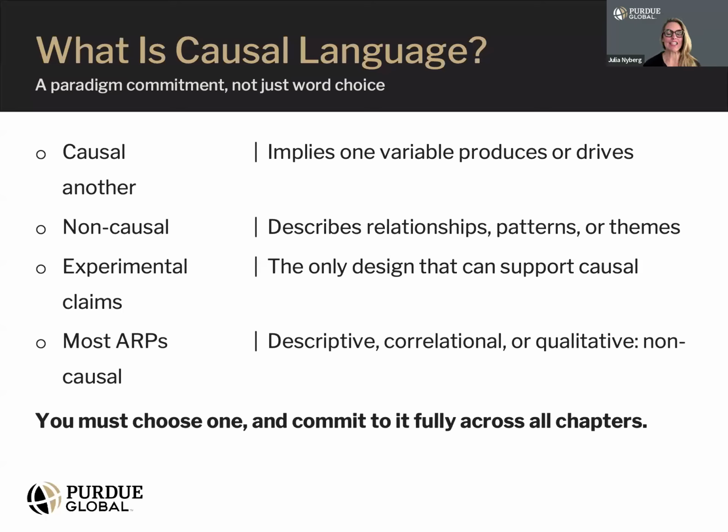These designs can describe, explore, predict and find associations. They cannot in any way prove cause and effect. This in itself is not a limitation of your study. It's an accurate representation of what your design shows. So choose one and commit to it fully across all chapters.